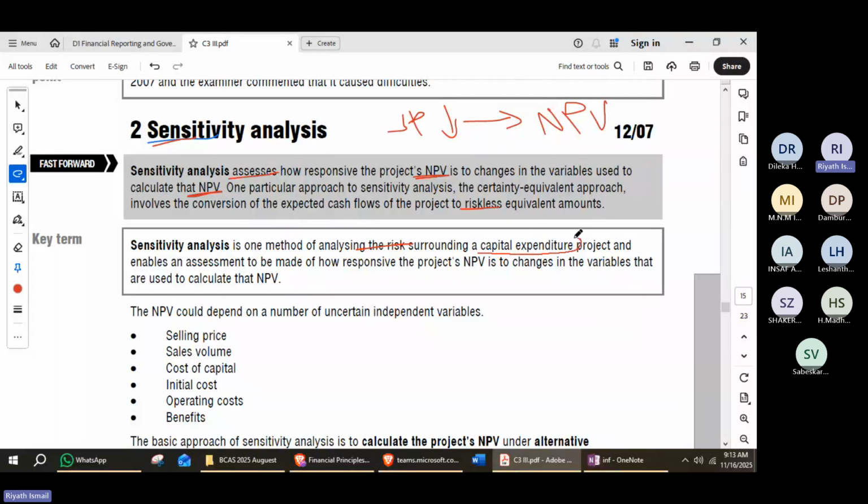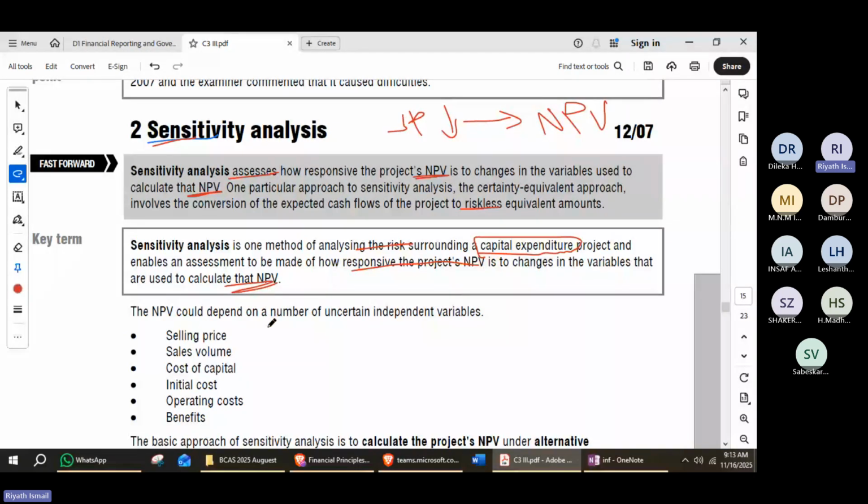Why do we call it a capital expenditure? It's long term. We are going to dump a big amount of money in a project, so we call it capital expenditure, long term expenditure. It's not like advertisement. It's not like paying salary to the employees. It's a long term investment in millions, a capital expenditure project, and it enables an assessment to be made of how responsive the project NPV is to changes in the variables that are used to calculate NPV.